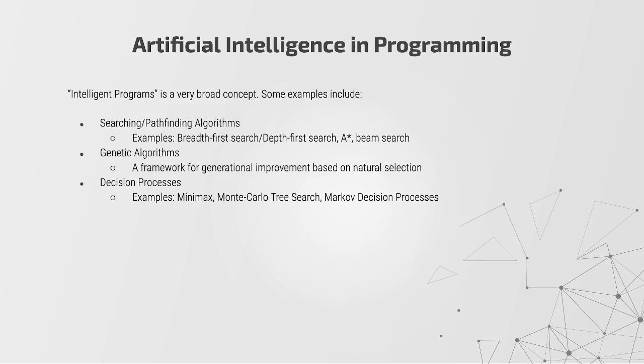Okay, so then talking about artificial intelligence and programming. If you do normal programming, you could say that's kind of intelligent because it's automatically doing things, which is pretty cool. But when we're talking about artificial intelligence and programming, we're talking about something a little higher level than that.